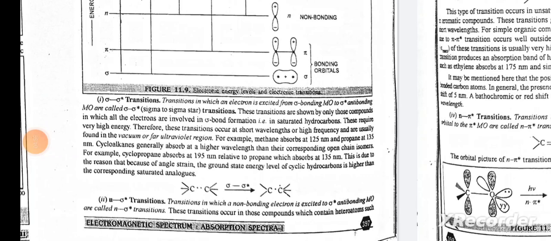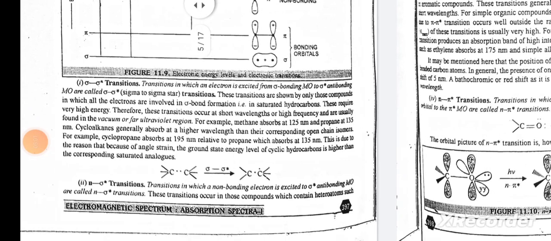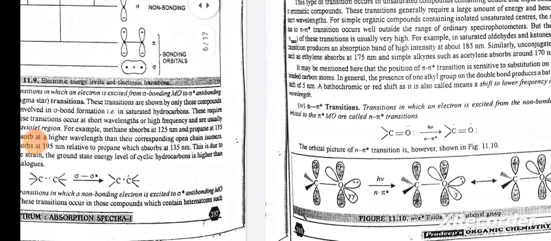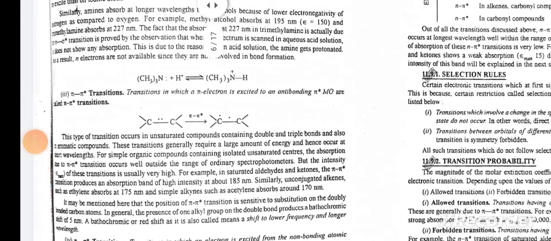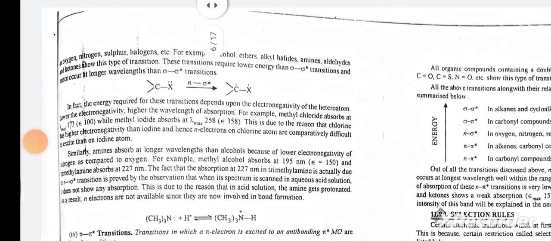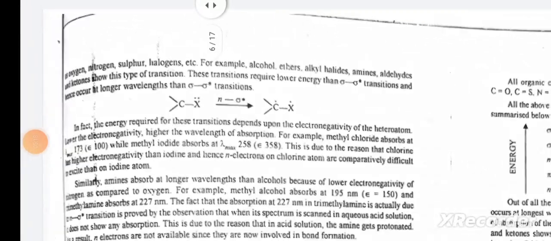n to sigma star transitions. Transitions in which a non-bonding electron is excited to a sigma star anti-bonding MO are called n to sigma star transitions. These transitions occur in compounds which contain heteroatoms such as oxygen, nitrogen, sulfur, halogens, etc. For example, alcohols, ethers, alkyl halides, amines, aldehydes, and ketones show this type of transition.